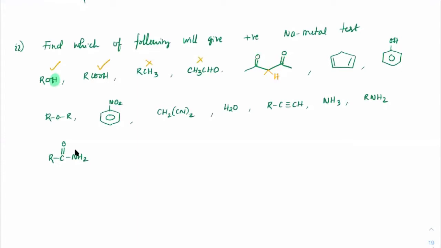So this is highly acidic. So yes, definitely it will give that positive metal test. This is the aromatic case. You mean the CH, this double bond O beta, this one? No beta, it's not acidic. Okay.